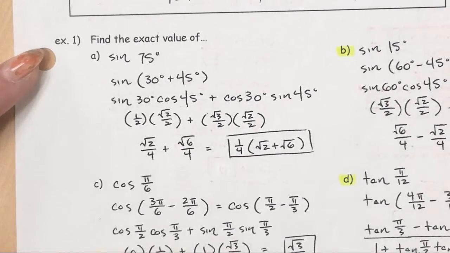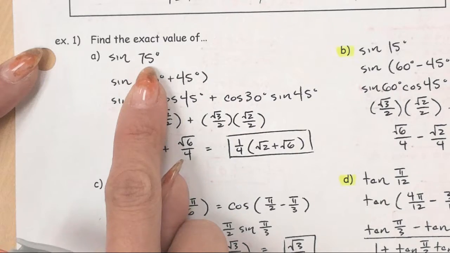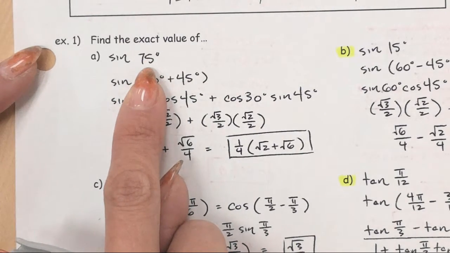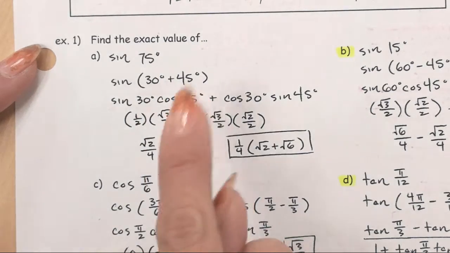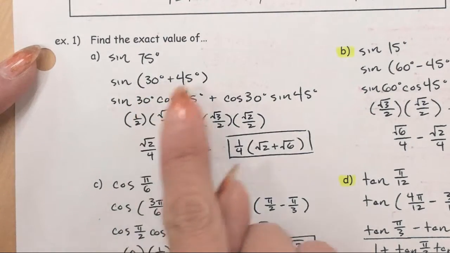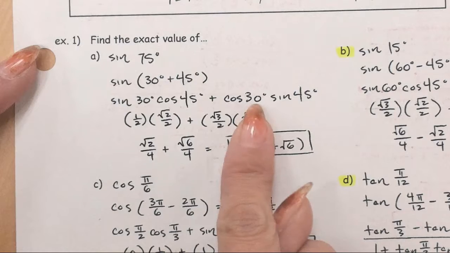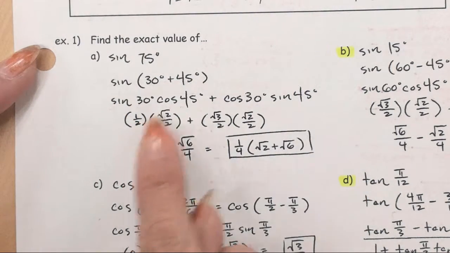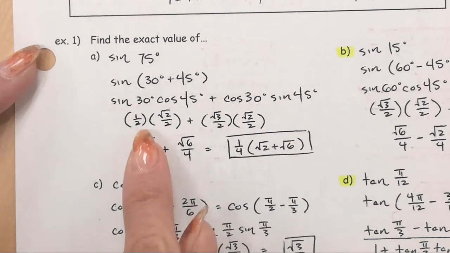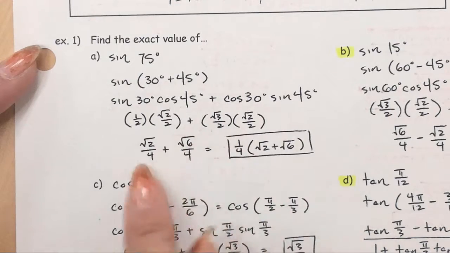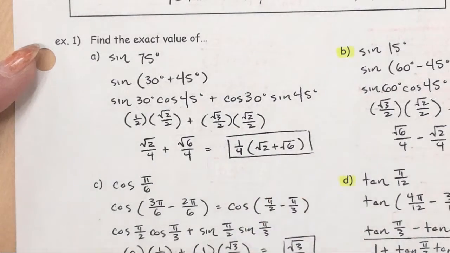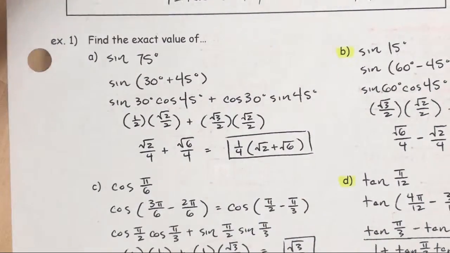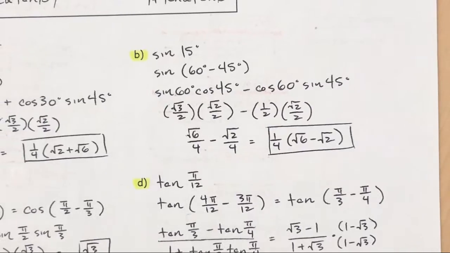So example 1, sine of 75 degrees. We don't know what 75 degrees is on the unit circle, so we can do 30 plus 45. You can see how this works. Sine of 30, cosine of 45, plus cosine of 30, sine of 45, using the unit circle, and then multiplying them together, and then adding them if possible. So like this is fine, this is fine. There are different ways that you can write the same answer, okay?